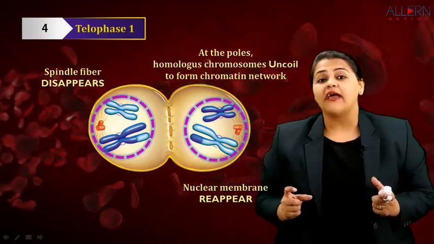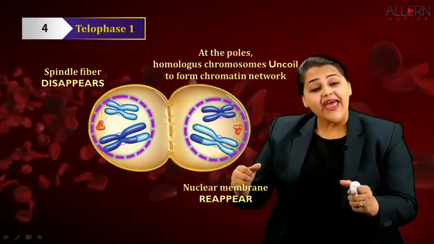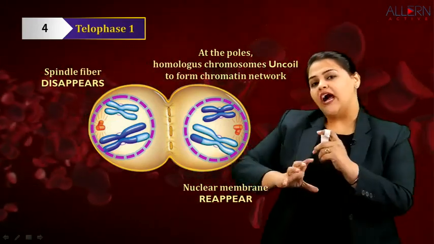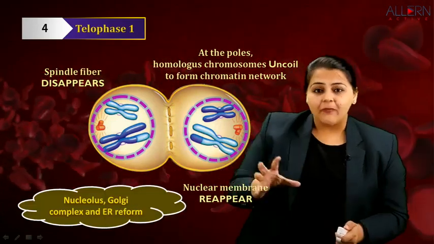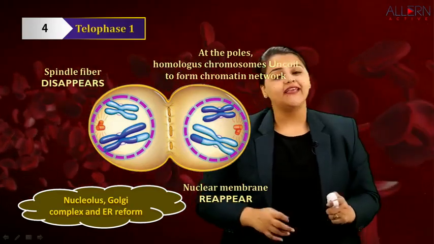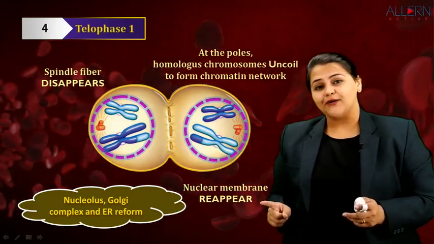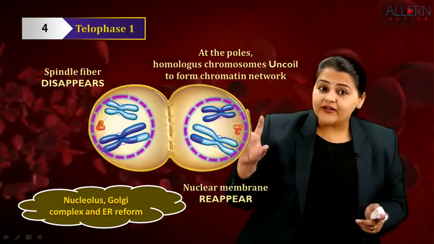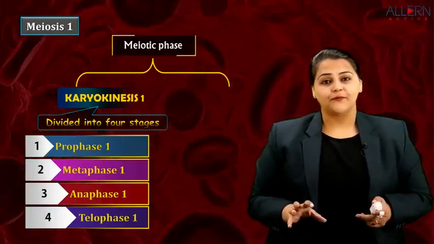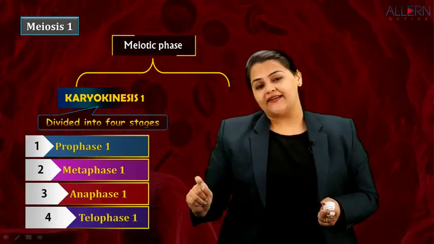with recombined parts of the chromosomes will start to decoil, and when they uncoil, again they'll form the chromatin network. Well, we have the nucleolus, the Golgi, and the endoplasmic reticulum, which are being formed because they are a part of these cells. The nuclear membrane will start to reappear. Well, that was the last part of karyokinesis 1.